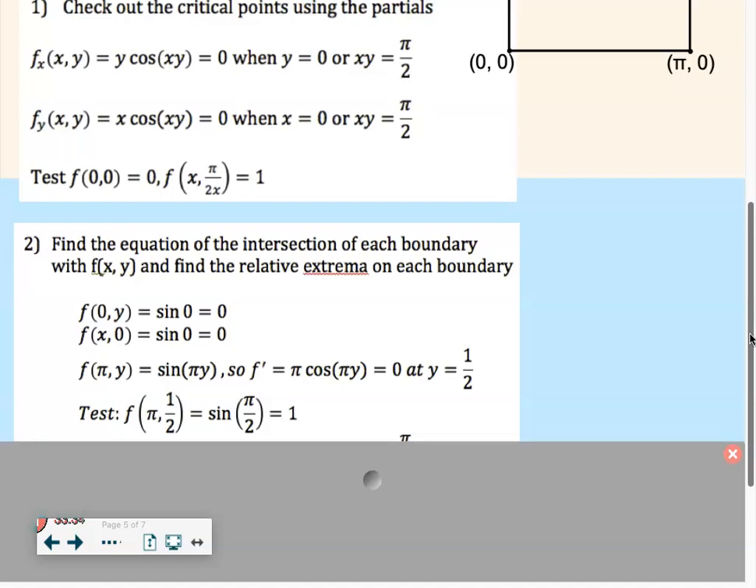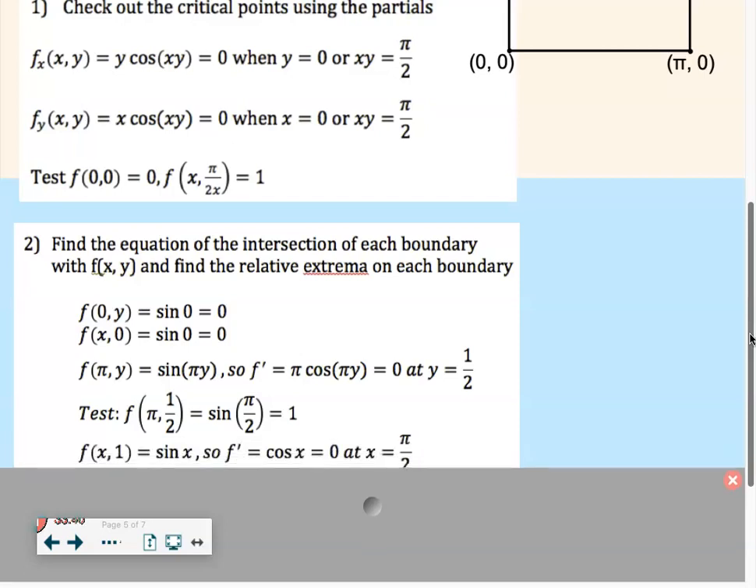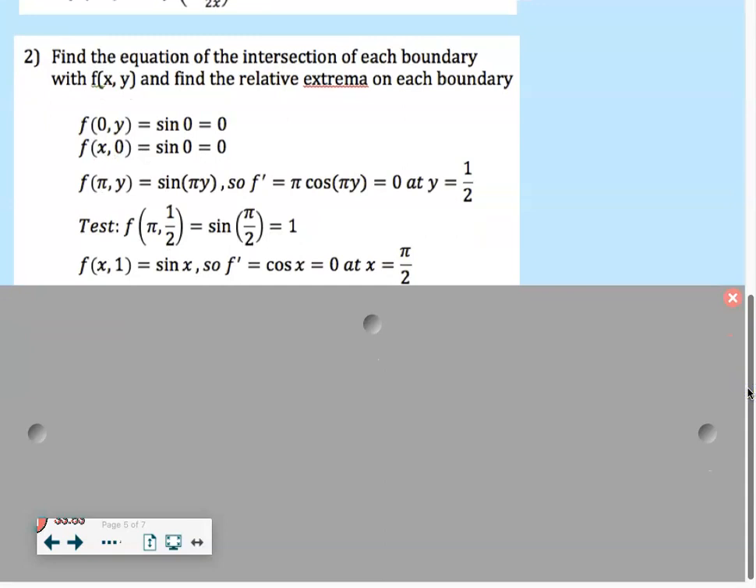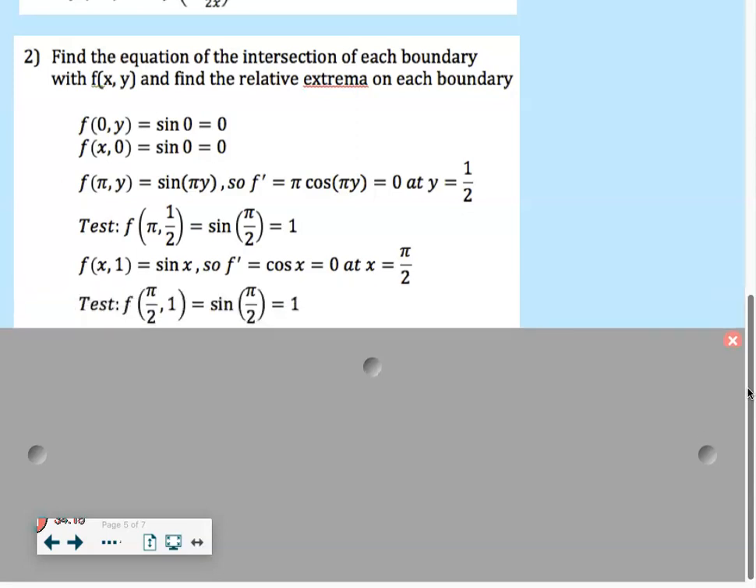Then you test your other boundary, which was y equals 1. So now you have f of x comma 1, which is sine x. So then your derivative is cosine x, which is 0 again at pi halves, and you end up with f of pi halves comma 1, which is the sine of pi halves, which is 1. Is that in our interval?